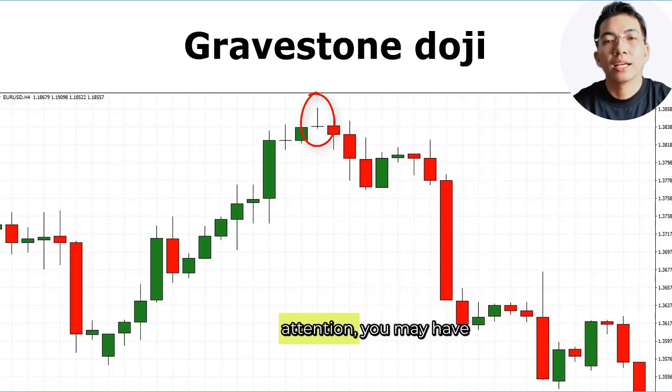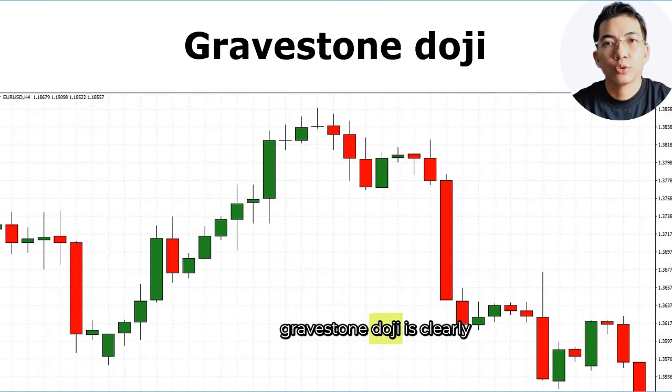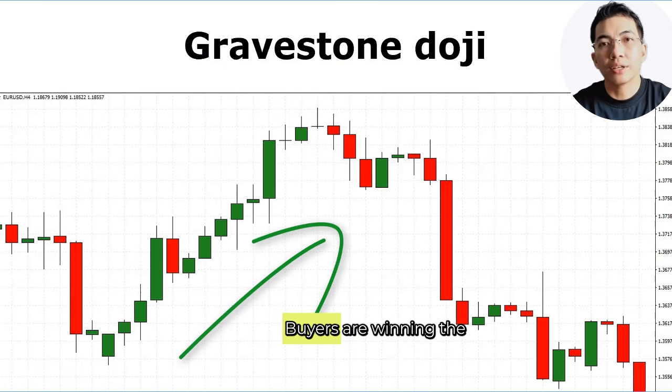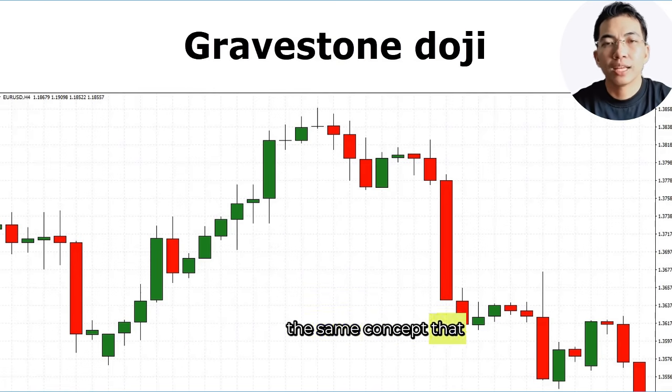If you paid close attention, you may have noticed another doji just 2 candles before the gravestone doji. The trend before the gravestone doji is clearly up. Buyers are winning the fight. The gravestone doji expresses the same concept that we have introduced with the shooting star. Buyers push the price higher from the very beginning of the session. Again, this is not a surprise because we are in an uptrend, so traders expect the price to go up. The surprise comes when sellers step into the market and manage to push the price back to the opening price.